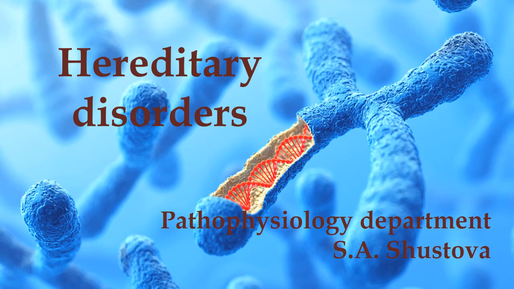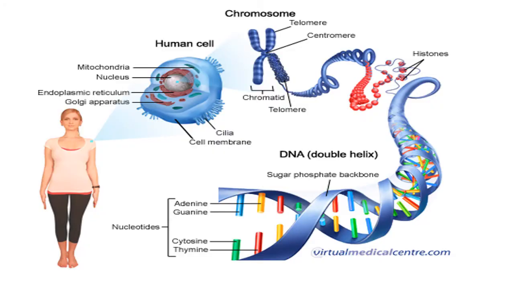Hereditary disorders. Almost every cell in our body contains a cell nucleus that holds 23 pairs of chromosomes that make up our genetic material. Each chromosome has within it the DNA, deoxyribonucleic acid, that makes up our hundreds of thousands of genes. Many of these genes make proteins that have a number of roles in the human body.